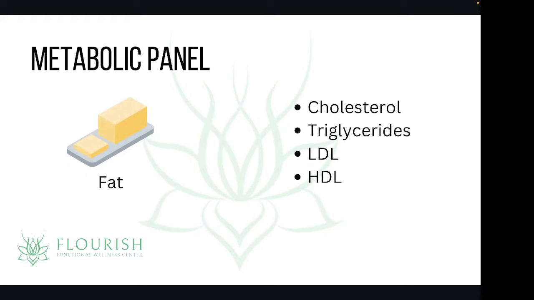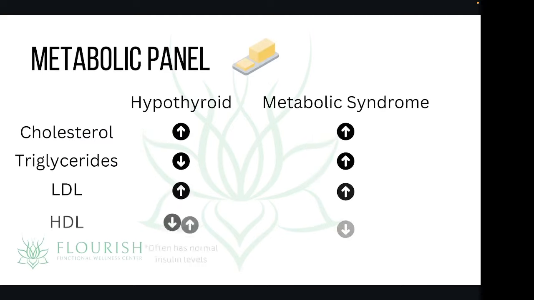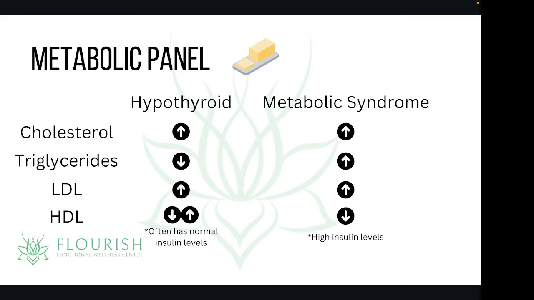With your fat digestion, there's 4 markers that we really pay attention to. There's a few others, but these are really the big ones. The 4 ones that we're going to cover today are cholesterol, triglycerides, LDL, and HDL. So the things that are going to affect your cholesterol in your labs is going to be a metabolic issue versus a thyroid issue.